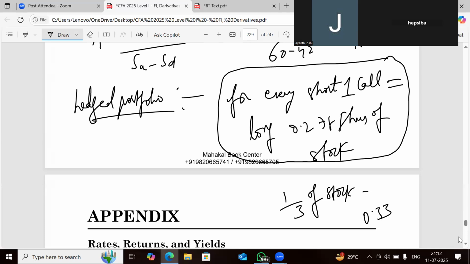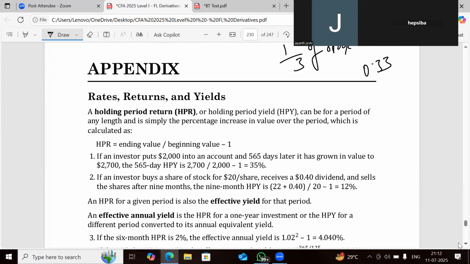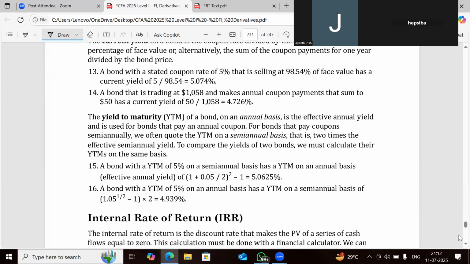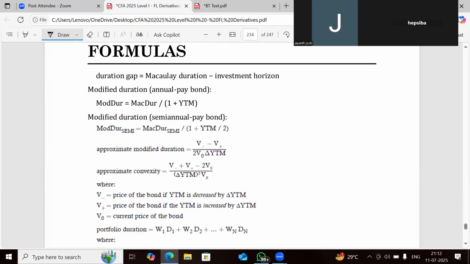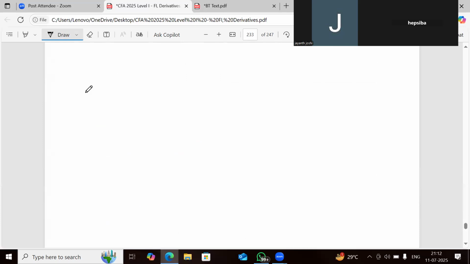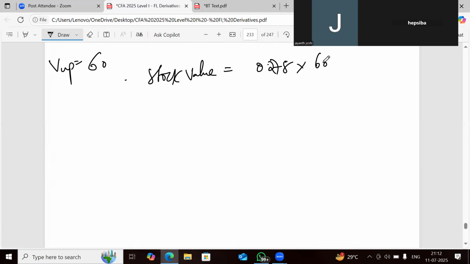Now see how I will prove to you that the payoffs will be the same, which will give you a very strong understanding about this. And we will find out the call option value also. See, if the stock goes up to 60, V up, the stock goes up to 60. So what will happen? Stock value is equal to 0.278 into 60, right?